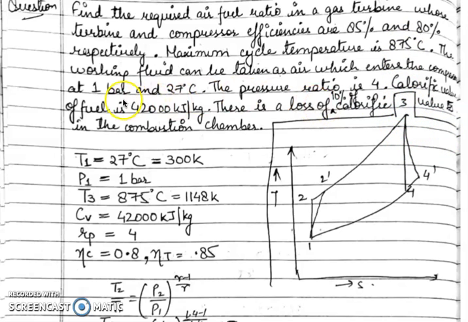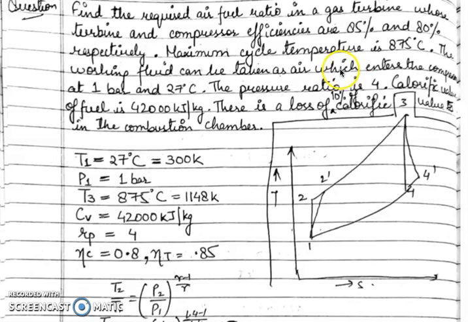So what else is given? The working fluid can be taken as air. We'll always take air as the working fluid of the gas turbine because only then we'll be able to use the ideal gas laws, and the values for the Cp, Cv and gamma for air.